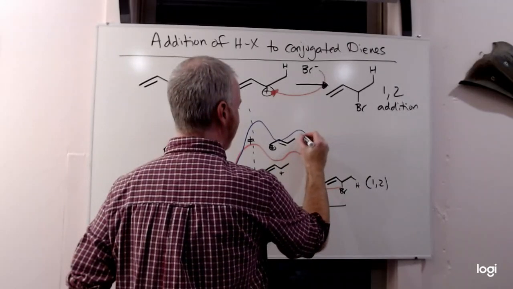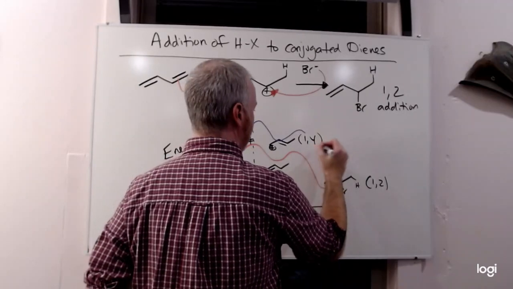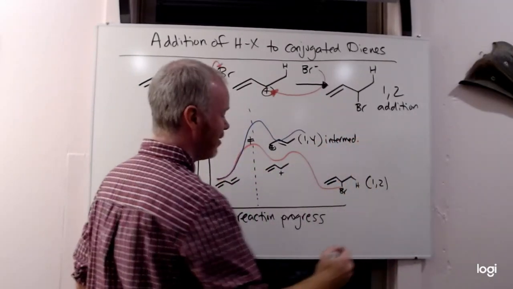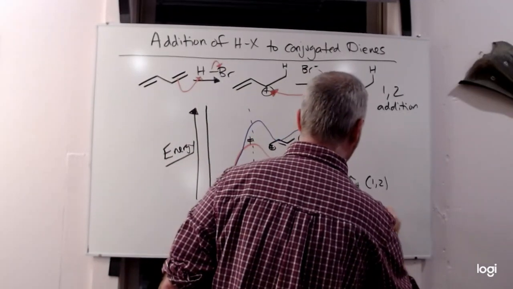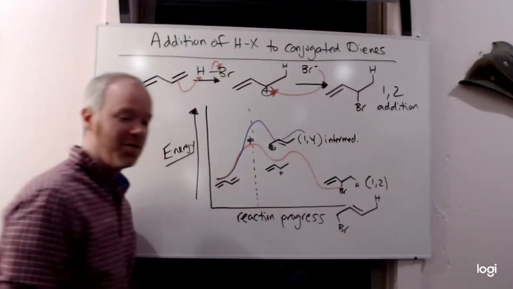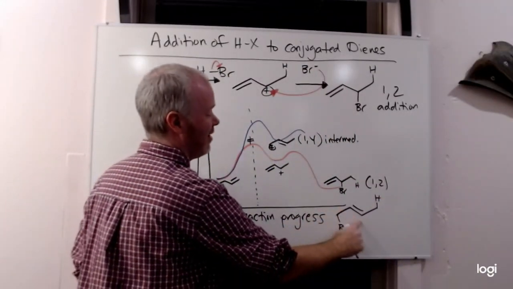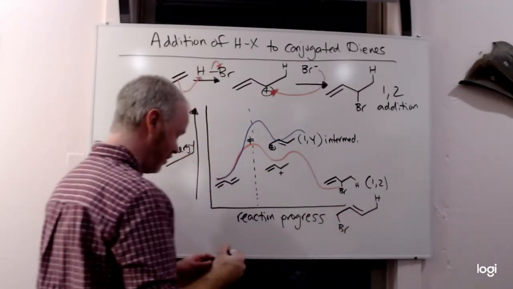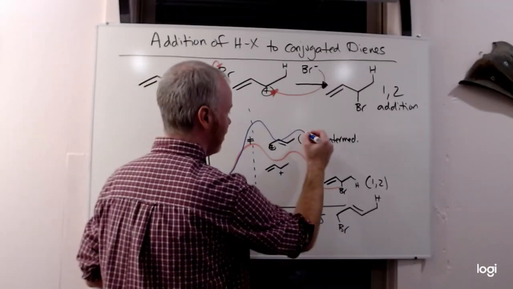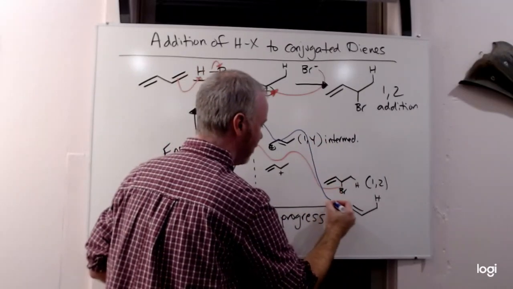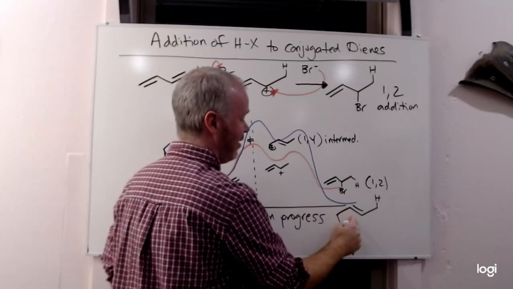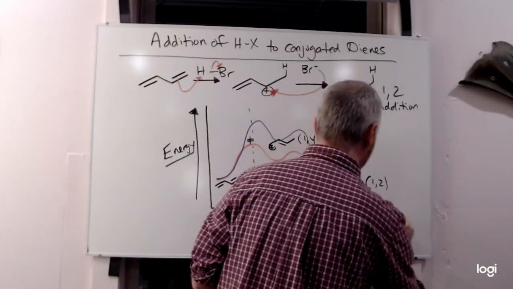but the product of that reaction, so this is our 1,4 intermediate, the product of that reaction actually has the more stable alkene in it. Right, so the more substituted alkene in between these two carbons is a little bit more stable than the 1,2 product. So if we can actually get to that higher energy point, then we make a slightly more stable product.